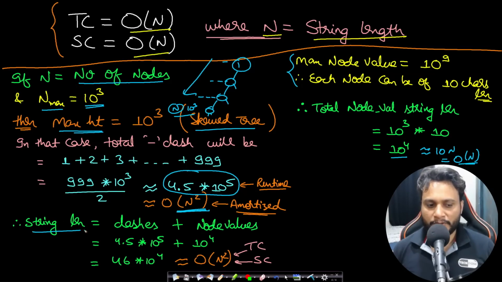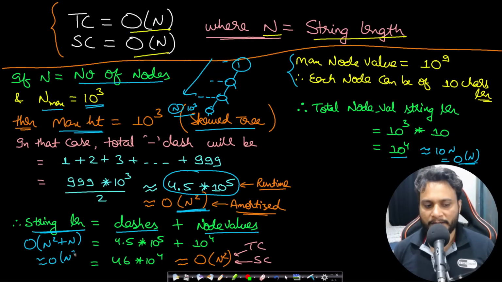Okay. So the total string length will go to the total dashes that you are putting plus the node values. So that will boil down to order of n square plus order of n. And that will be equals to order of n square, right?